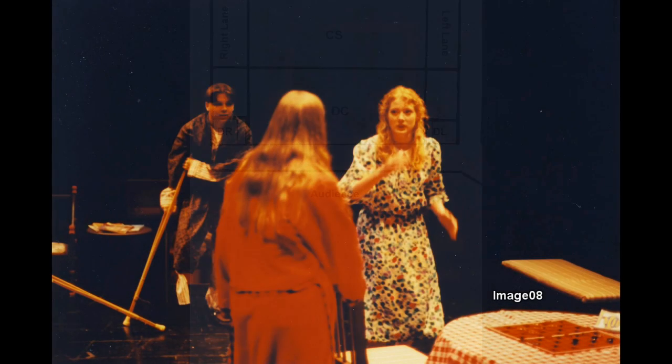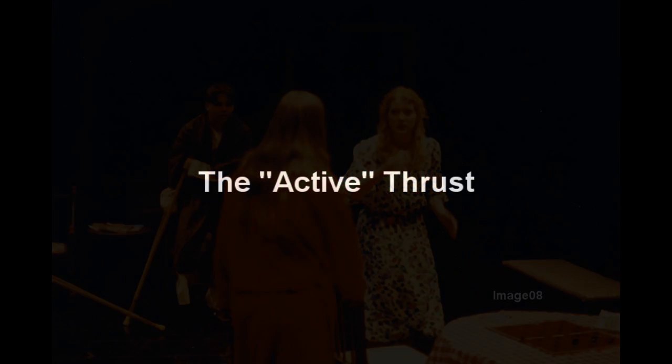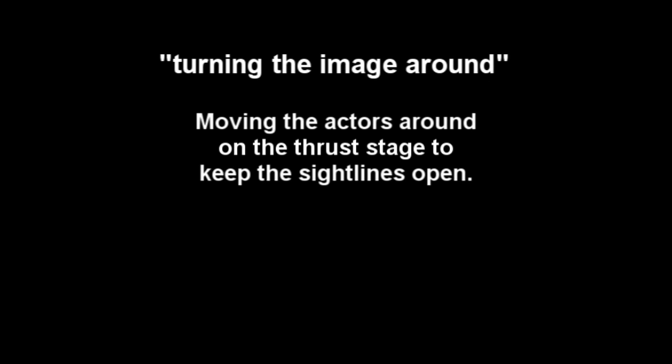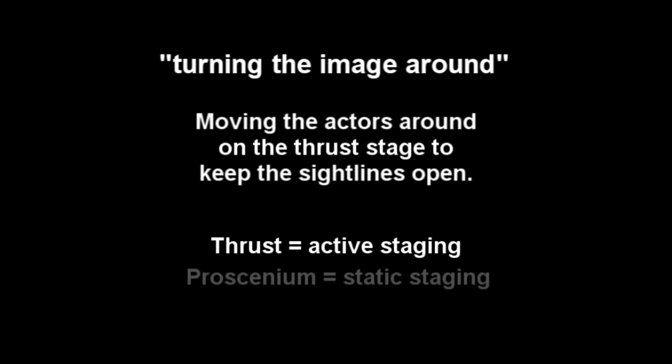The thrust space requires much more movement than the proscenium arch space. This is because, in order to allow the best sightline for the audience in all three sections of the house to view the actors equally, he must move them in order to engage in a technique we refer to as turning the image around. Because of this, we say that the staging in a thrust space is more active, where the staging on a proscenium arch is more static.